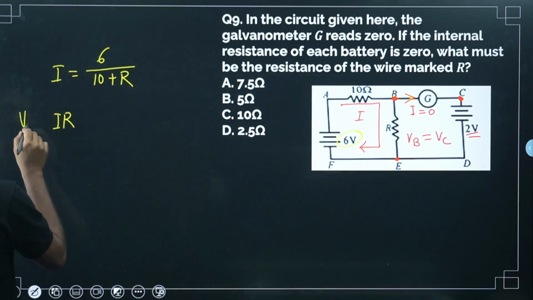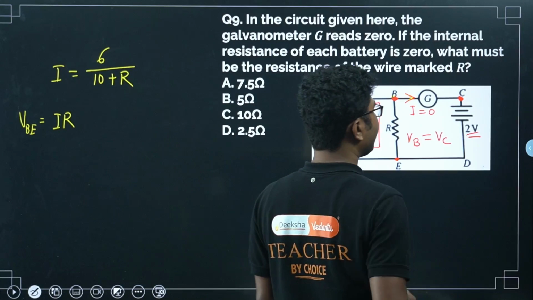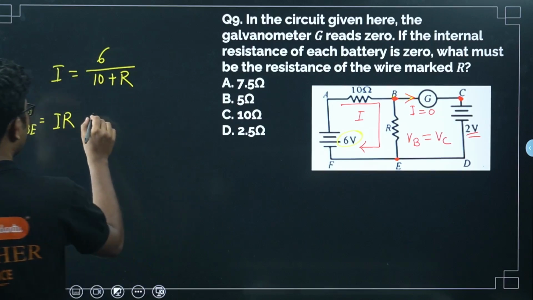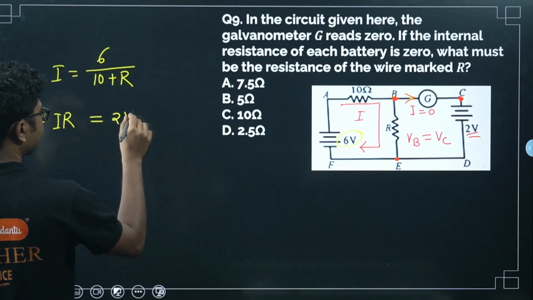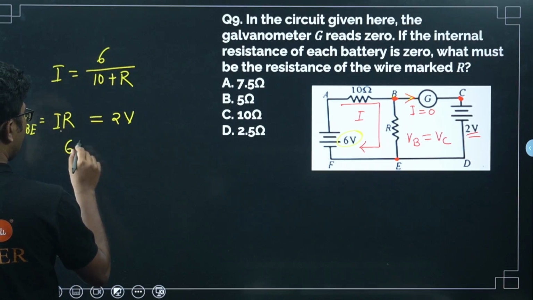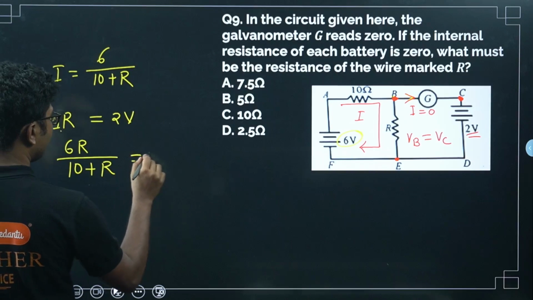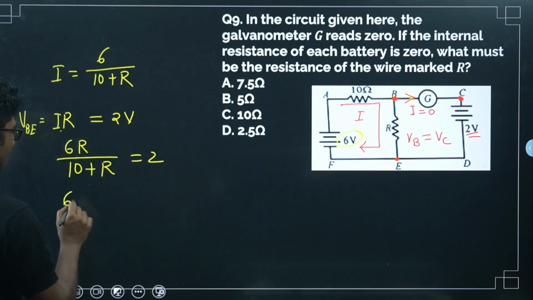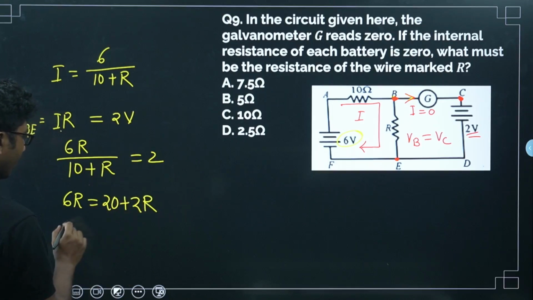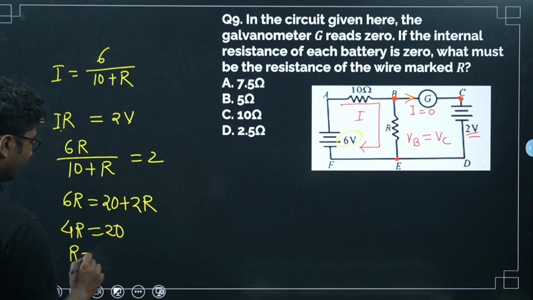So VBE. Now as we have deduced, since no current is flowing in this direction, this VBE should be VCD, that is 2 volt. So IR should be equal to 2 volt. Now put the value of I here: 6 times R divided by 10 plus R equals 2. Now cross multiply, 6R equals 20 plus 2R, or 4R equals 20, or R equals 5 ohm.